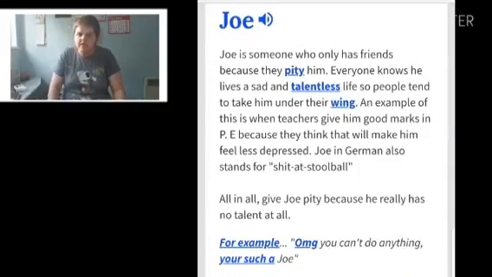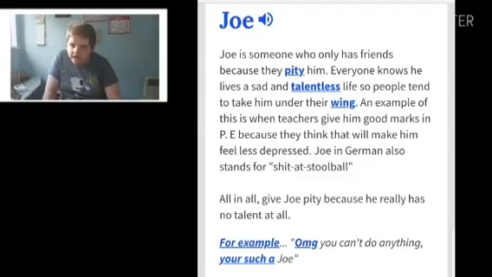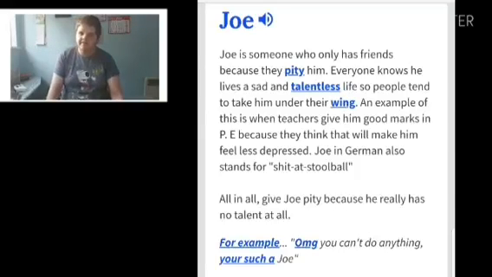But yeah. Friends. Joe is someone who only has friends because they pity him. Everyone knows he lives a sad and talentless life, so people tend to take him under their wing. An example of this is when teachers give him good marks in PE because they think that this will make him feel less depressed. Joe in German also stands for Shitter Stuhlball. All in all, give Joe pity because he really has no chance at all.